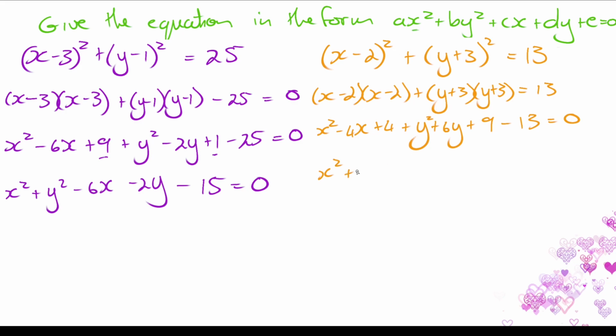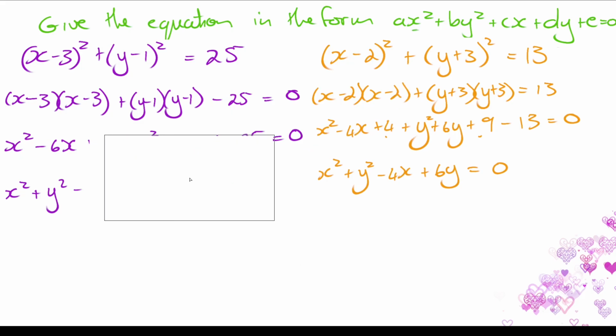Okay, so I've got x squared plus y squared minus 4x plus 6y. 4 plus 9 is 13, minus 13 is 0, but mathematicians are lazy, so we're not going to write plus 0. We're just going to write nothing equals 0. Bam! All right.